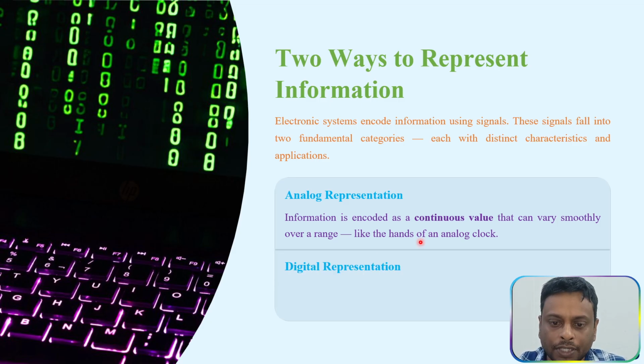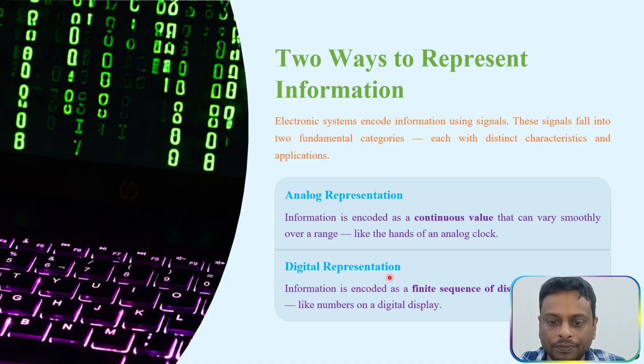Similarly, we have the digital representation. In the digital representation, the information is encoded as a finite sequence of discrete values, called digits. Basically, we use 0 and 1 in digital representations, like the numbers on a digital display. We have a finite number of discrete values in digital representation, but in analog representation the value varies continuously over a range of time or any independent variable.